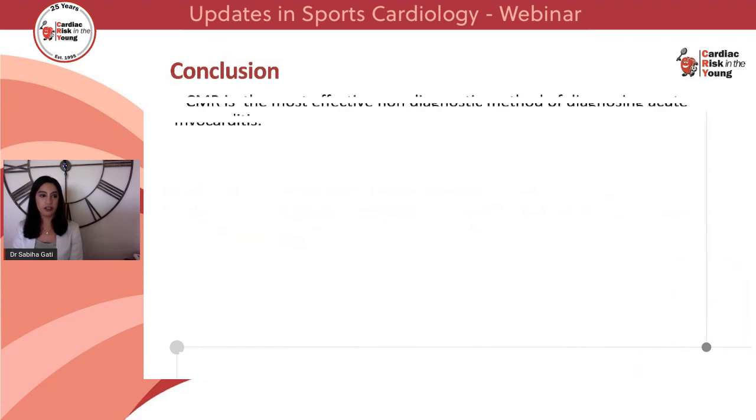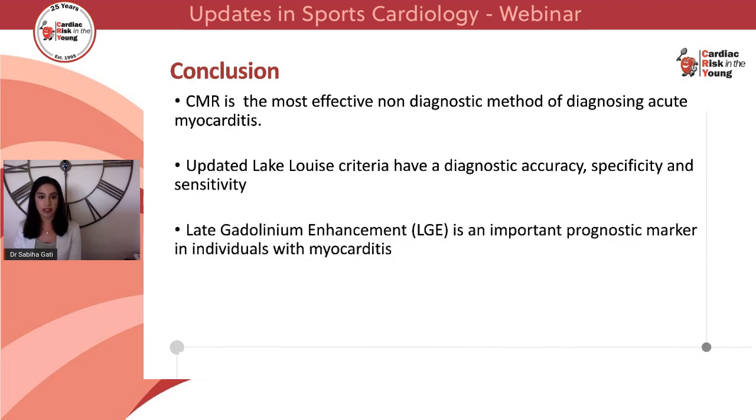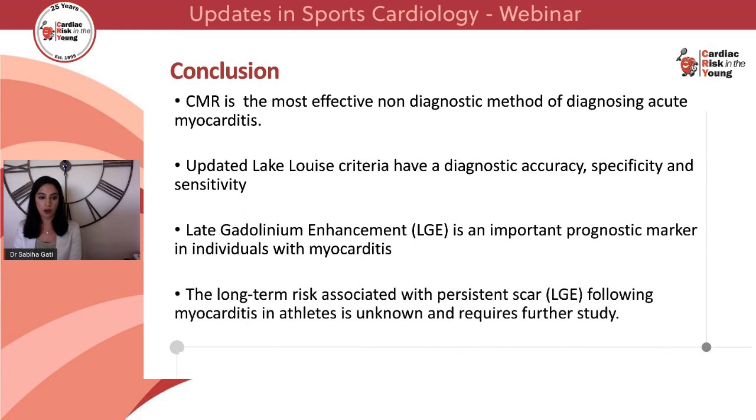So in conclusion, CMR is the most effective diagnostic method for diagnosing myocarditis. We have the updated Lake Louise criteria, which have an excellent accuracy, specificity, and sensitivity. Late gadolinium enhancement is an important prognostic marker in individuals with myocarditis, as I've presented based on the studies today. And the long-term risk associated with persistent scar following myocarditis in athletes is unknown and requires further studies. And it really puts the emphasis that we need to collaborate and bring this data together on our athletes post-myocarditis. Thank you very much.